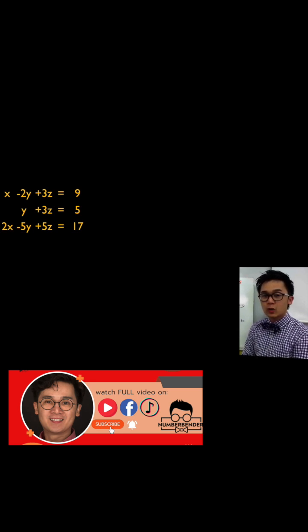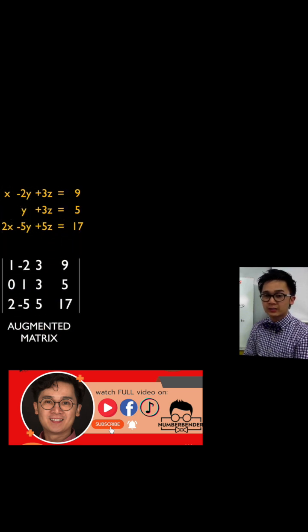And to do that, we're going to use the elementary row operation to be able to find the values of x, y, and z. So the first task is to change the linear system into an augmented matrix. Notice that I'm using an augmented matrix and not just the coefficient matrix because our goal is to solve for the value of x, y, and z.